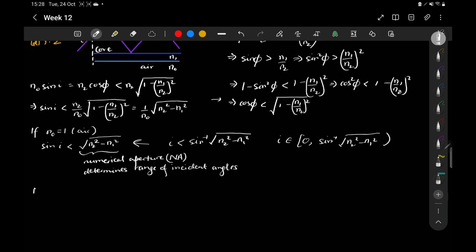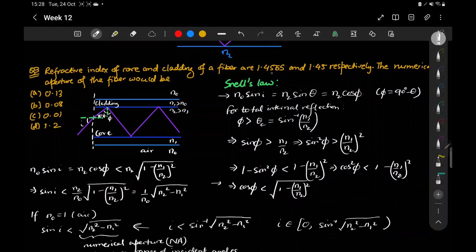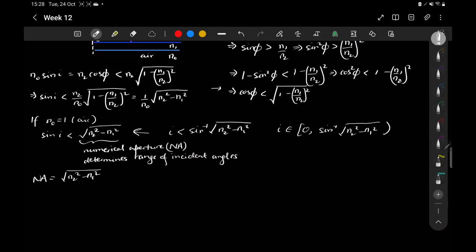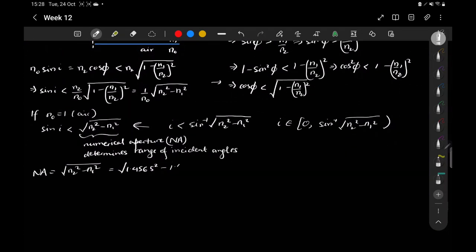Now we can just plug in the values. So NA is square root n2 squared minus n1 squared, and n2 we are given is the value for the core, minus n1 squared the value for the cladding. Let me pull out my calculator to find this out.